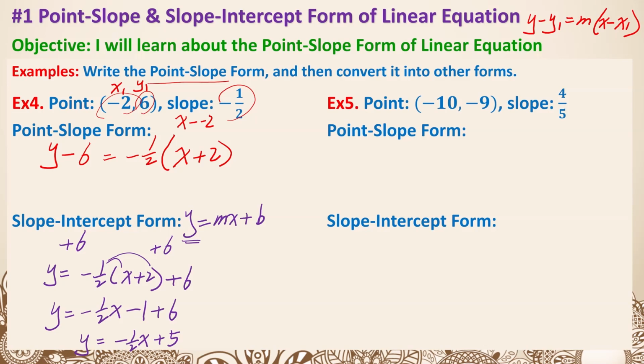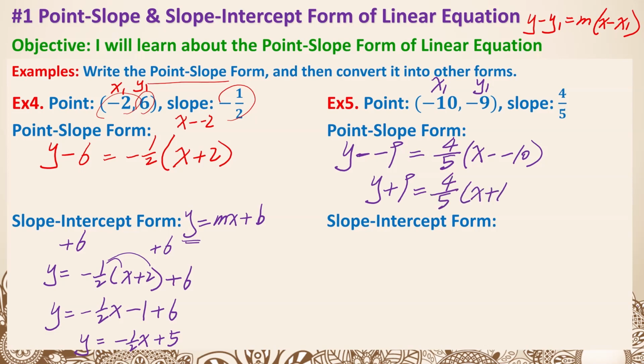Please pause here and try example 5. Hopefully you have tried. The point given is x1, y1, so we can write the point slope form. Y equals, no, not y equals, y minus negative 9, because that is currently my y1. On the right side is the slope, and then x minus my x1, which is negative 10. But we can't have a double negative. That's simplified to y plus 9 equals 4/5 times x plus 10. There you go. That's the point slope form.